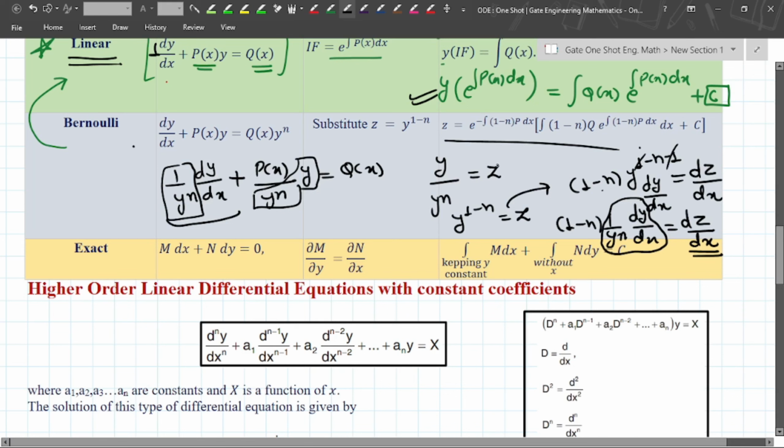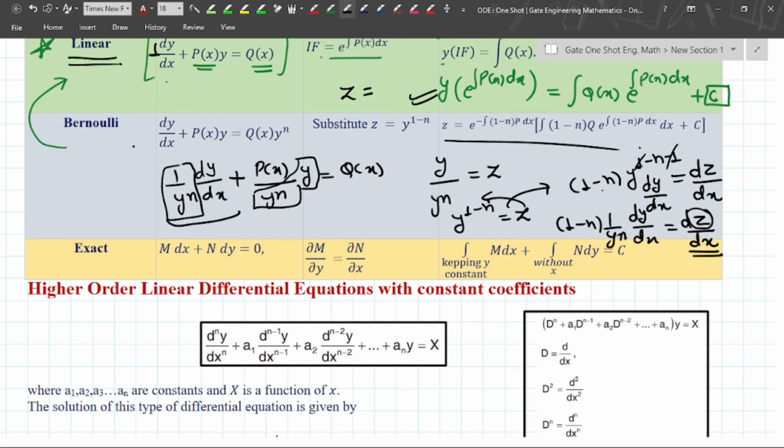And after substituting all these values, your differential equation will be in z. So here it will be z is equal to something. After completing the solution, you can just replace it back: z is equal to y power 1 minus n. We'll do the question in the previous year series, so don't worry about it.